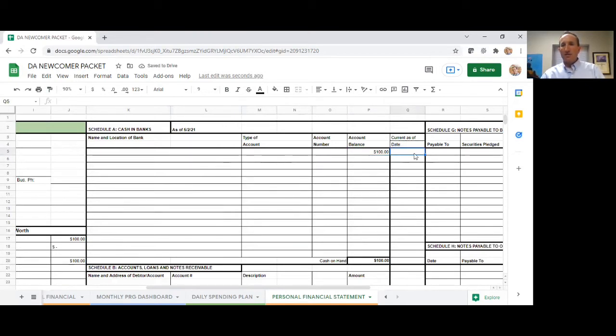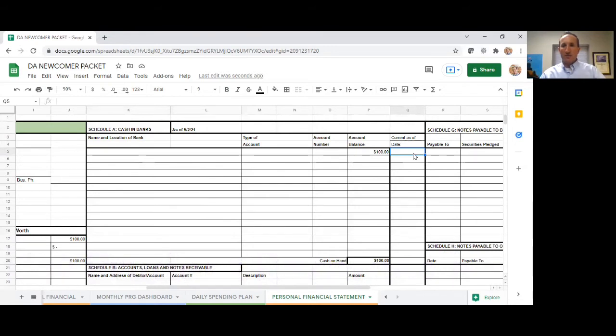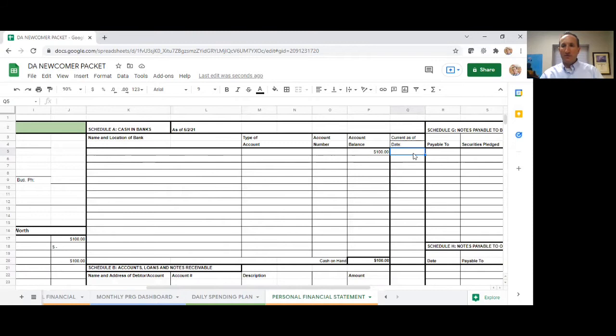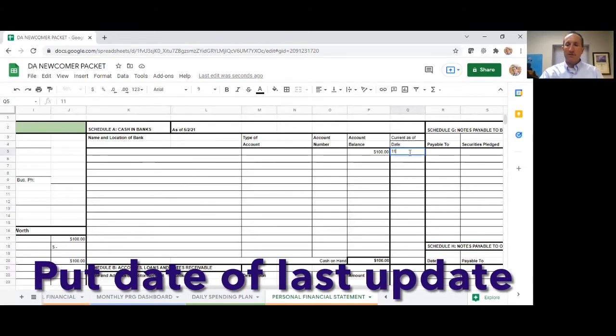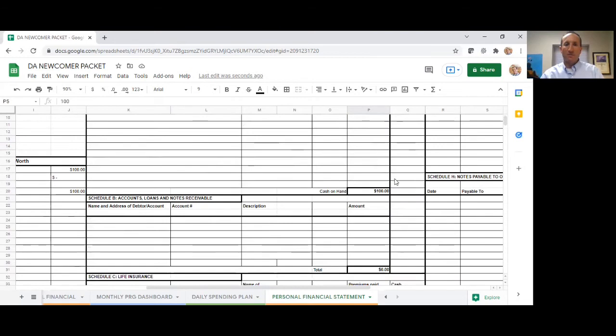This is a column that's kind of interesting. If you have an account that doesn't change very often, like we have a prudent reserve of 3 to 6 months of cash, that doesn't change very often. So I'll put current as of blank date. I might put 11/1/21. And that just shows that as of this date, this is the amount of money that I have in the account.